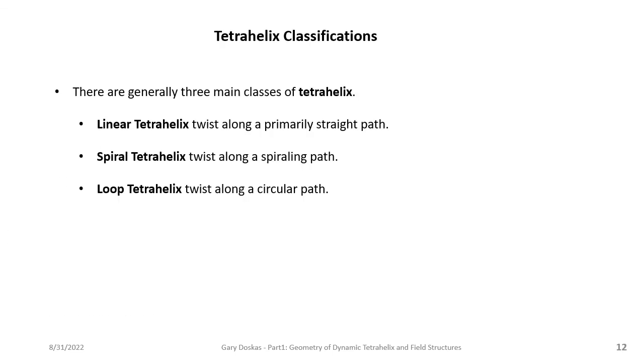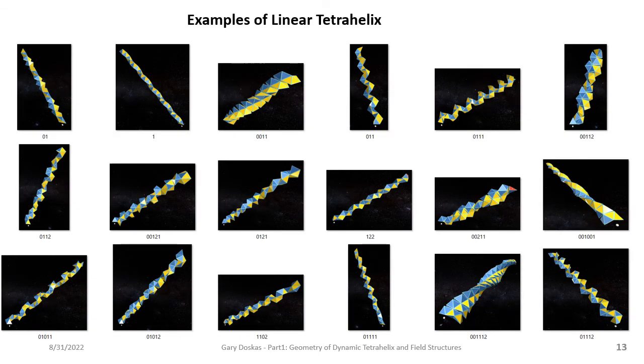Tetrahelix Classifications. There are generally three main classes of tetrahelix. Linear tetrahelix, twist along a primarily straight path. Spiral tetrahelix, twist along a spiraling path. Loop tetrahelix, twist along a circular path. Here are a few examples of a linear tetrahelix. Below each image is the associated subsequence that was used to construct it. The length of the tetrahelix can be defined in the simulator.